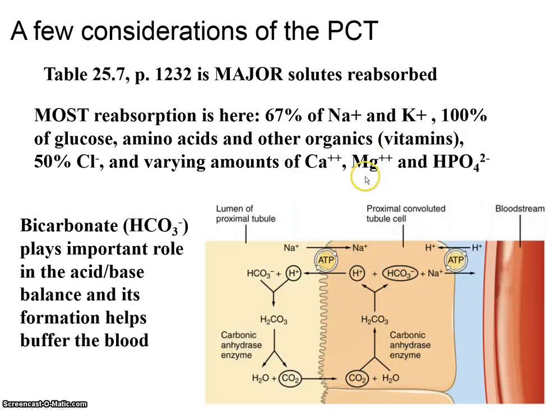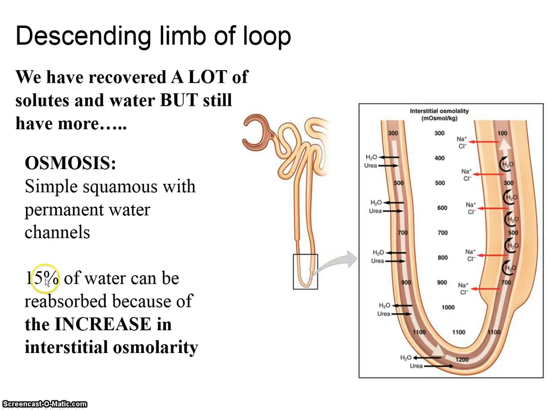When we go back here, just pardon me for a second. We didn't talk about the water on this, okay. So 15% more of the water, because we haven't recovered all the water by the time we get done with the proximal convoluted tubule, can be reabsorbed because of the increase, right? This thing right here, the increase in interstitial osmolarity and osmolality.